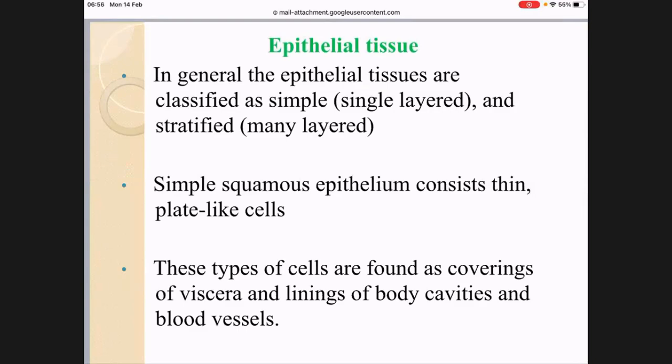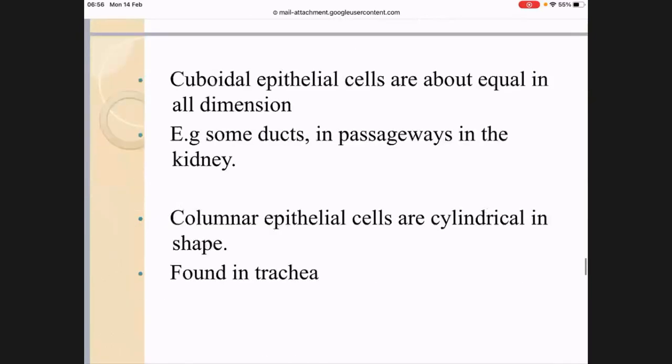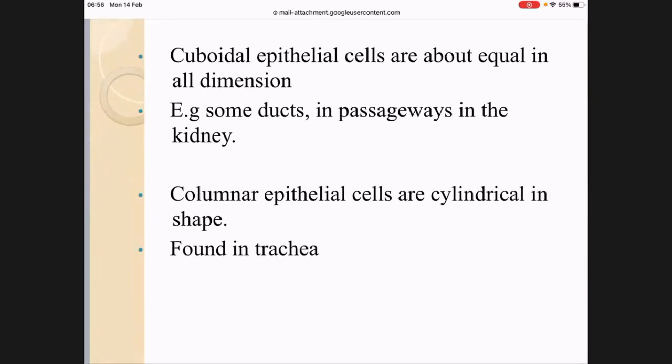Simple squamous epithelium is usually thin, plate-like. The thin types of cells are found as coverings of viscera and lining of body cavities and blood vessels, mainly. You should know where these types of epithelial tissue are found. You should be able to give examples, and you should be able to identify histology.